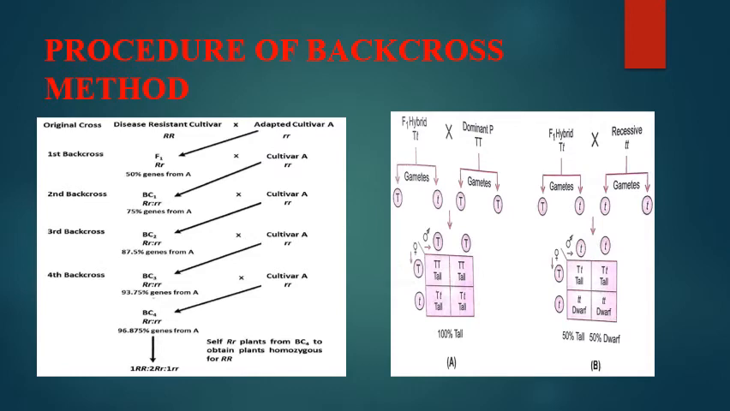In this case, if the F1 hybrid is crossed with the dominant donor parent, it produces 100% tall progeny. But if it is crossed with the recessive donor parent, it would result in 50% tall and 50% dwarf. So let us see in detail what the consequence of this 100% tall and 50% tall, 50% dwarf is, which makes the difference in carrying out the backcross procedure.